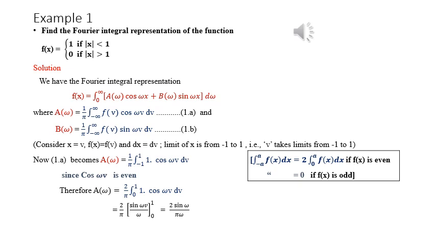Then integrate this with respect to v. So sin omega v divided by omega, limit 0 to 1. Give the limit for v, then you will get the answer 2 sin omega divided by pi omega.